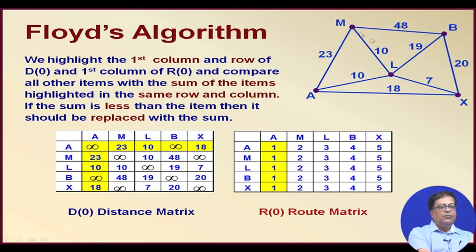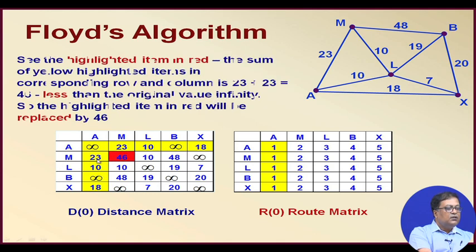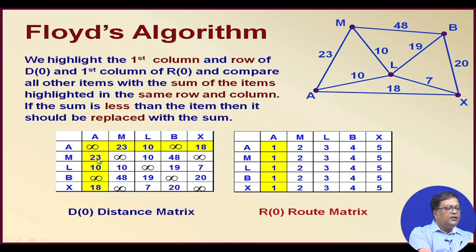What is the current distance from M to X? M to X or X to M is infinity. What is the distance from M to X through A? Through A, the distance is 23 and 18. You see, through A, because A is now highlighted. So, M to X through A will be 23 plus 18, that is 41. Look here also, M to A is 23, A to X is 18. So, 23 plus 18 is 41. So, very simply you simply look at the corresponding row and corresponding column, and M to X is 23 plus 18.